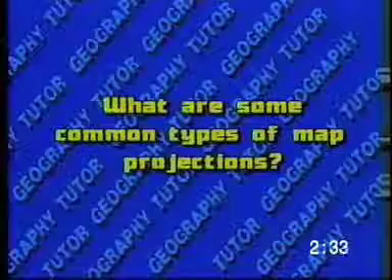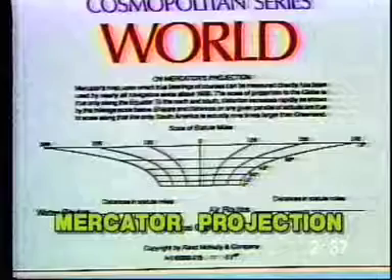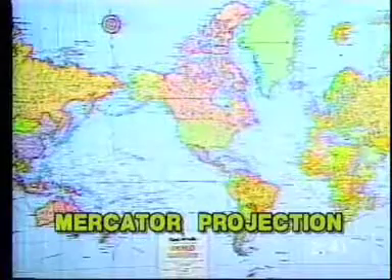What are some common types of map projections? One of the most common maps is a Mercator map. Gerardus Mercator, a Flemish cartographer, first produced it in 1569 to help navigators.